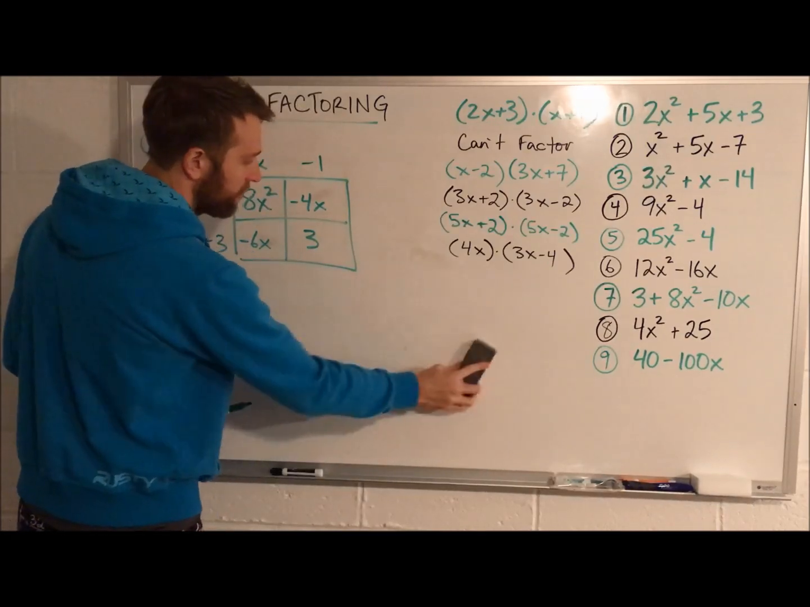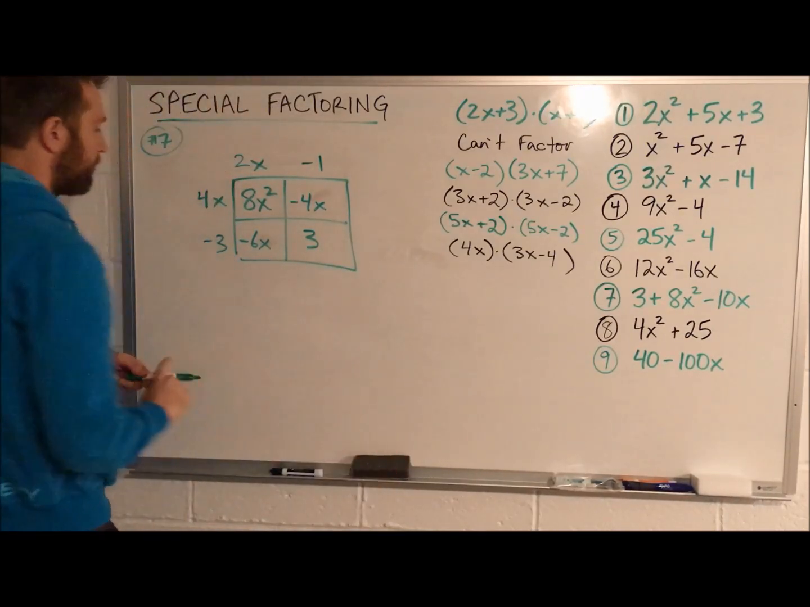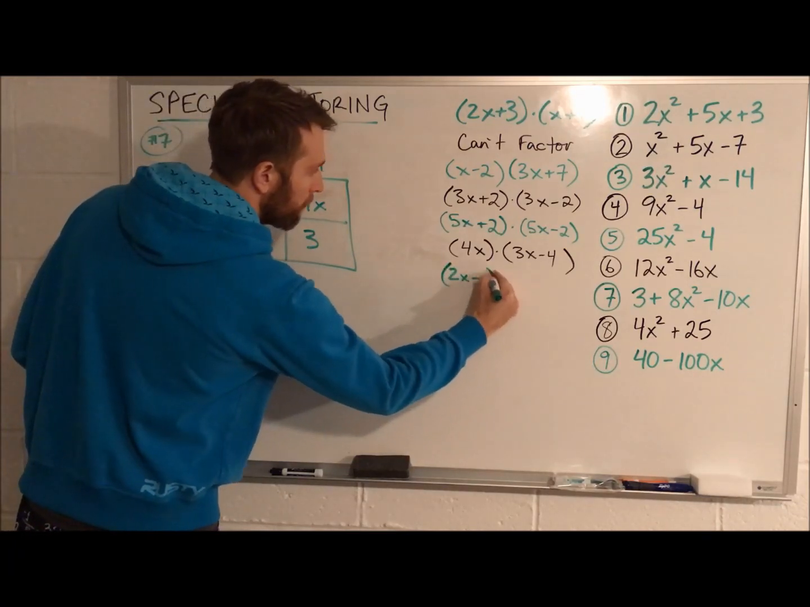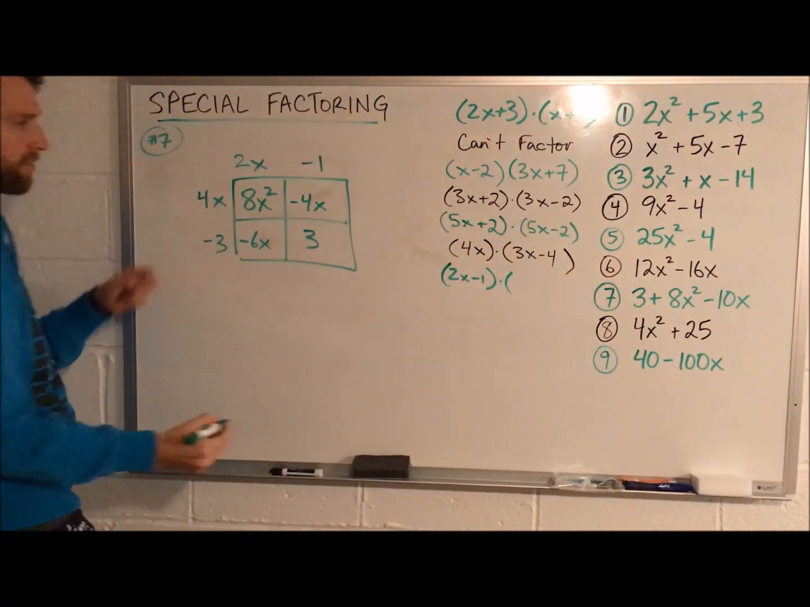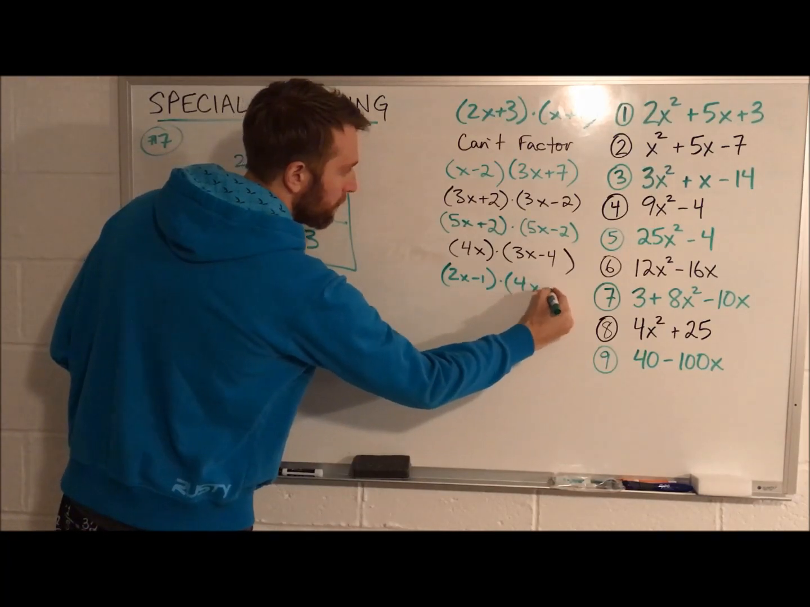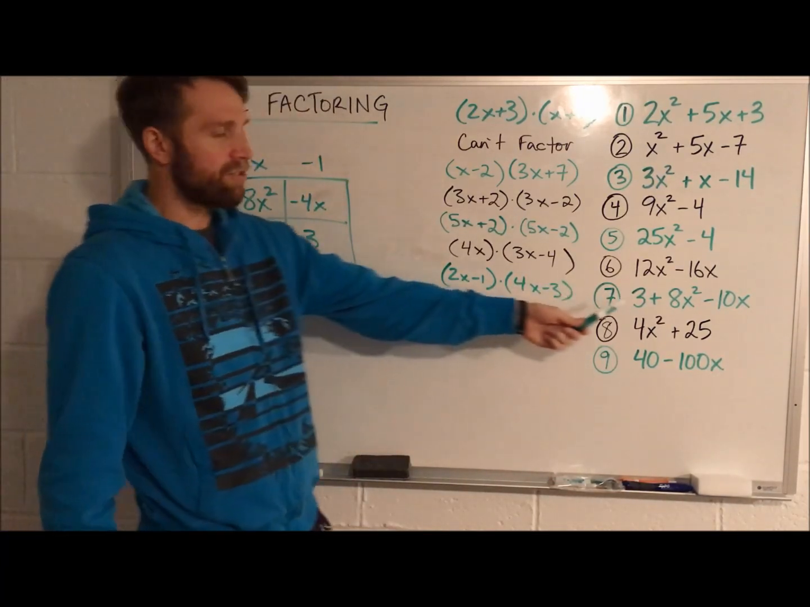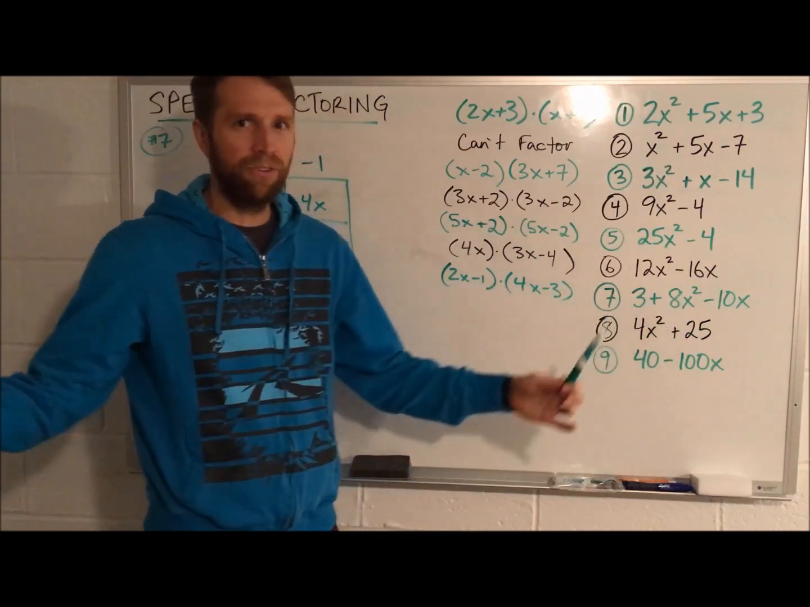So I go to write my answer. I don't need my factor chart. I just need 2x minus 1. And I need 4x minus 3. And now I factor that. Okay? So just because it's out of order, don't let that confuse you. Just do what we've been doing the whole chapter.